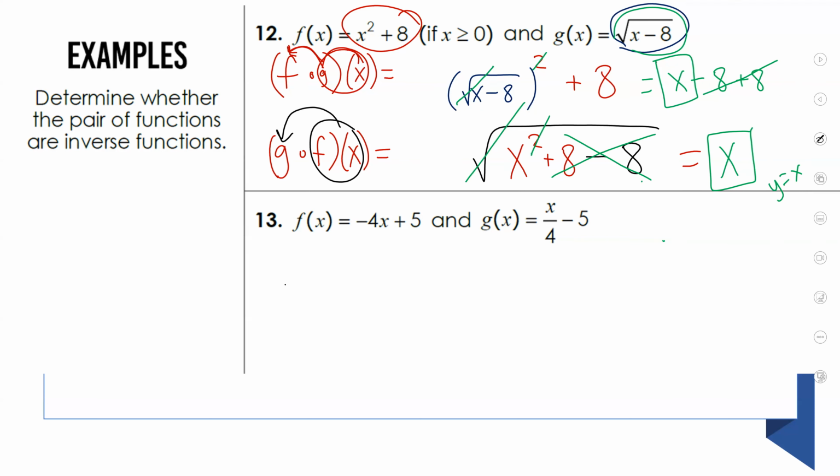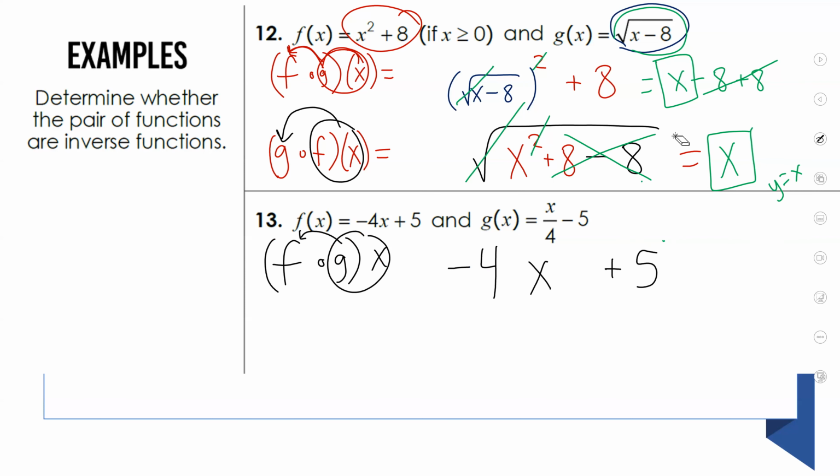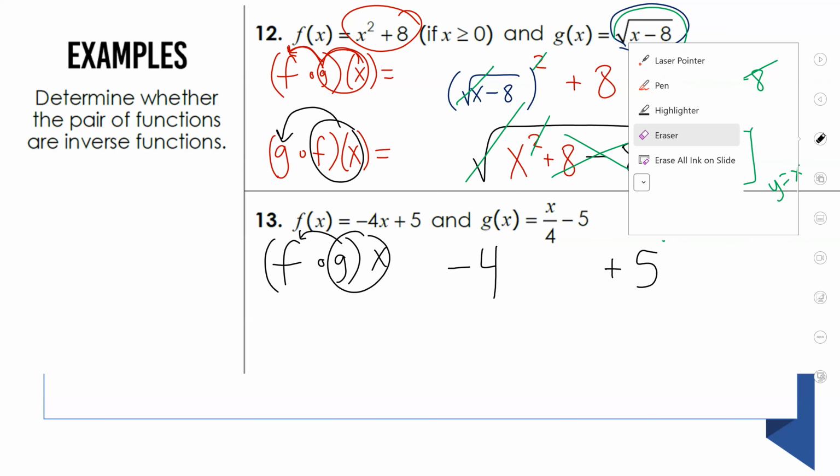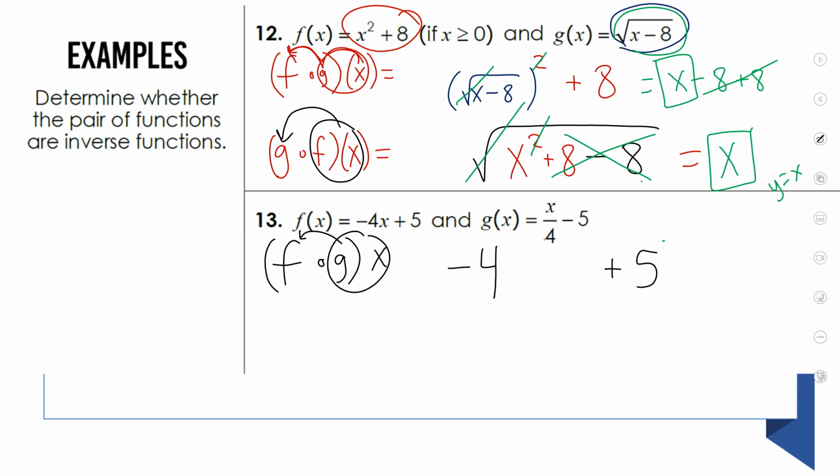Okay, so now I'm going to do f of g. I'm going to put g inside of f. So let's see what I get. I'm going to write f nice and big. It's negative 4x plus 5. And I'm going to put g inside of there. So g is right here. I'm going to put that in here. X over 4 minus 5.